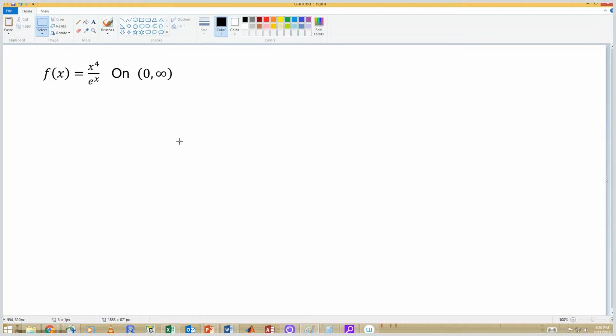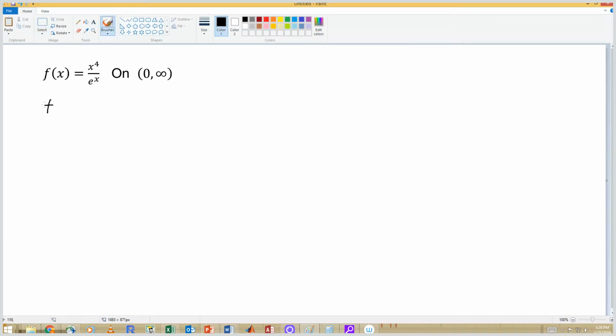In this video, we are going to find the absolute maxima or minima of this function f of x equals x to the fourth divided by e to the x on the domain 0 to infinity. So to find the absolute maxima or minima, we need to look at the first derivative.